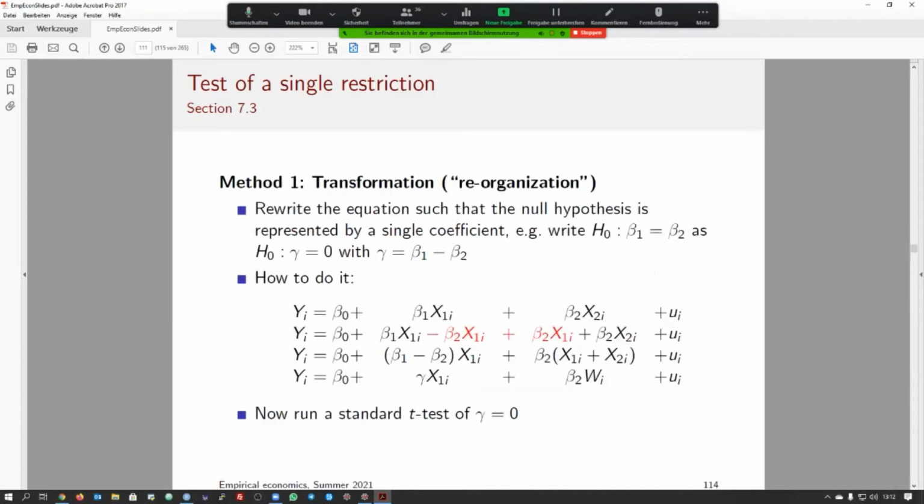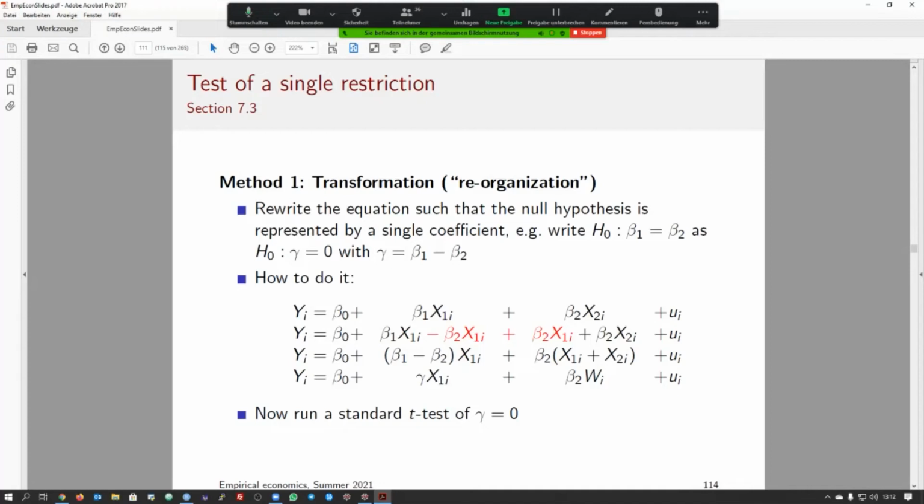The first way of testing such a hypothesis is to rewrite the model, so to transform our original model. Before we transform the regression model, we first transform our hypothesis, because this hypothesis, beta 1 is equal to beta 2, can obviously be translated into beta 1 minus beta 2 is equal to 0. We just bring beta 2 from the right-hand side of the equation to the left-hand side by subtracting it. And then on the right-hand side, we obtain 0. And on the left-hand side, we obtain beta 1 minus beta 2.